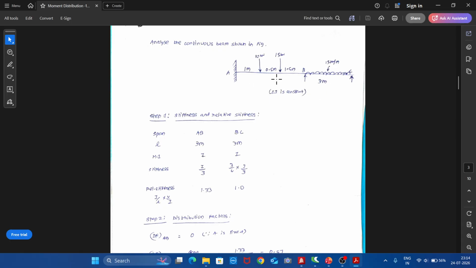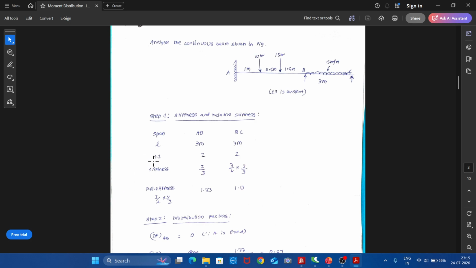Say EI is constant. Step 1, the first step, is stiffness and relative stiffness. For that, write the span. We have two spans, AB and BC. Write AB, BC. Then mark the length. Say span AB is 3 meters. Span BC is 3 meters.